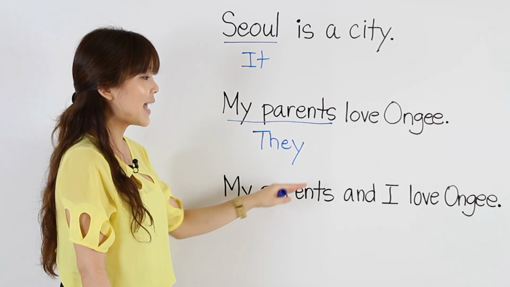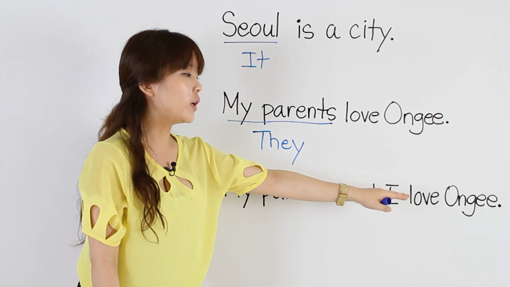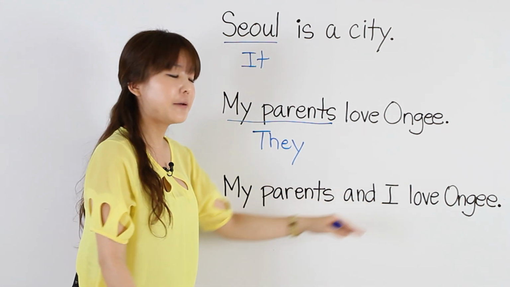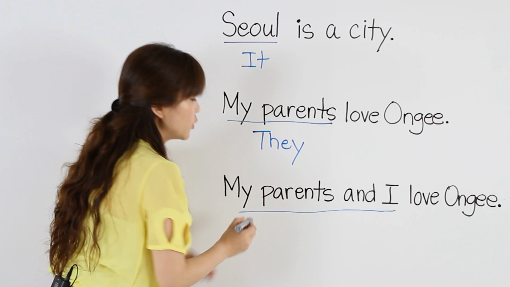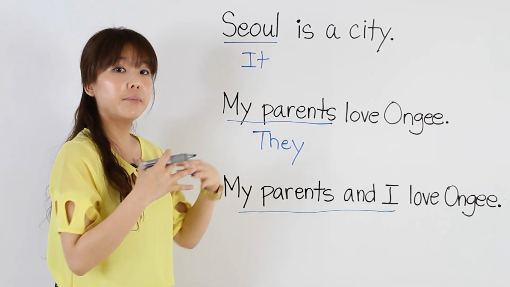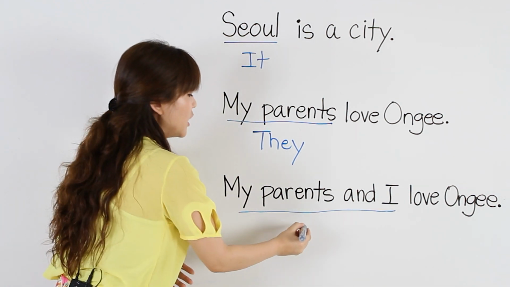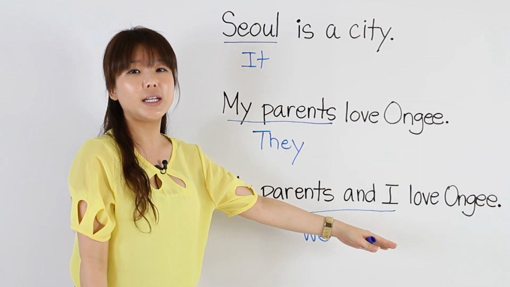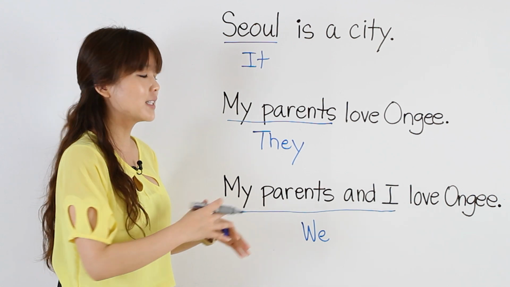My parents and I love 옹이. Okay, the difference is it says and I. So this is my parents with me. So I have to say we. We love 옹이. Okay, all of us.